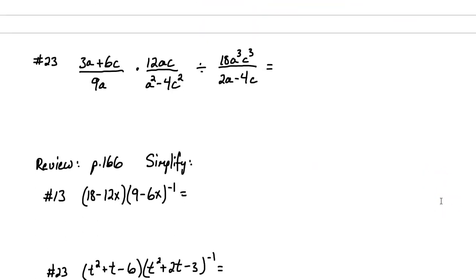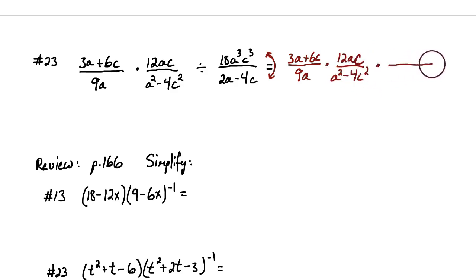Number 23 is a very similar problem. The part that has the dividing, we need to change to times, and we need to do the reciprocal of that last fraction. So that's going to be our first step. Let's rewrite the whole thing and take care of that last piece. So we have 3a plus 6c over 9a times 12ac over a squared minus 4c squared times, and then let's flip this fraction upside down.